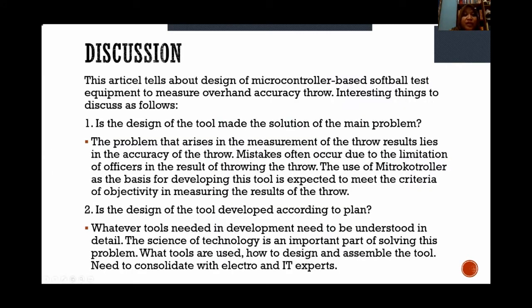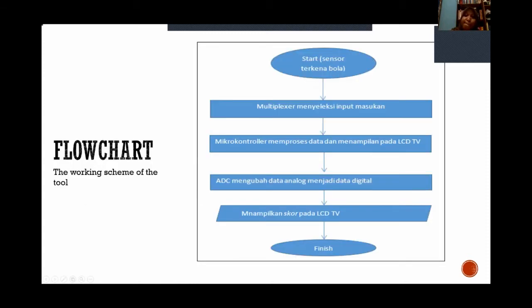This is a flow chart, the working scheme of the tool. First, the sensor starts. When the ball touches the leaderboard, the multiplexer selects the input, and then the microcontroller processes the data, shows it on the LCD TV and shows the score, and then finish.